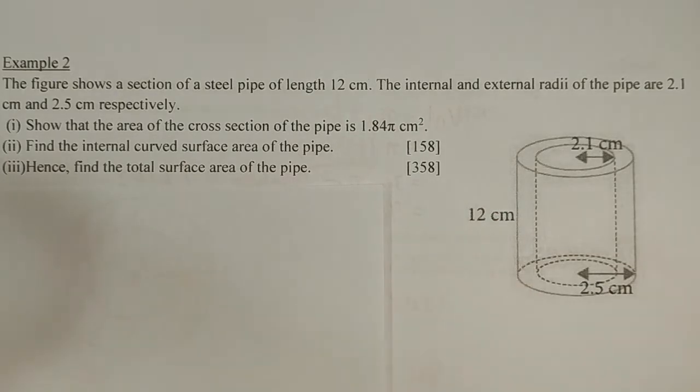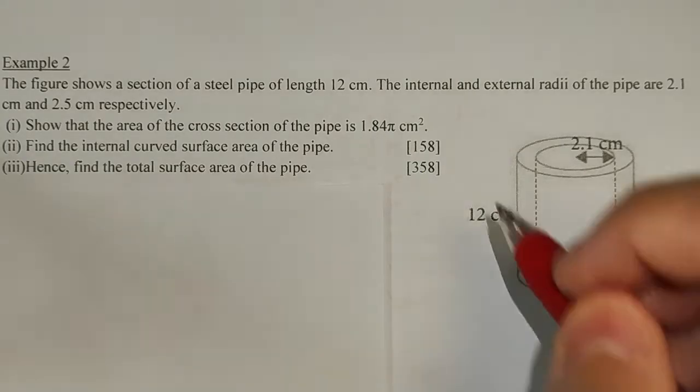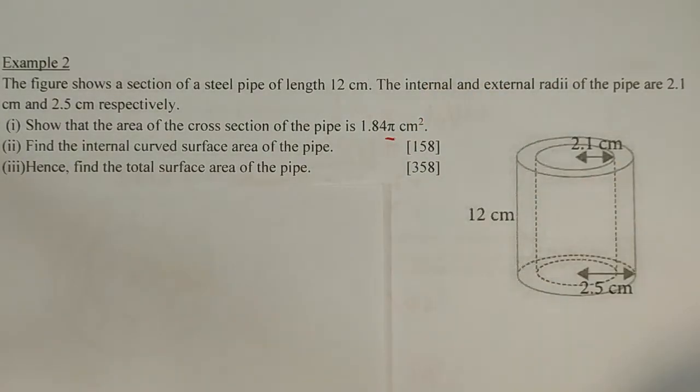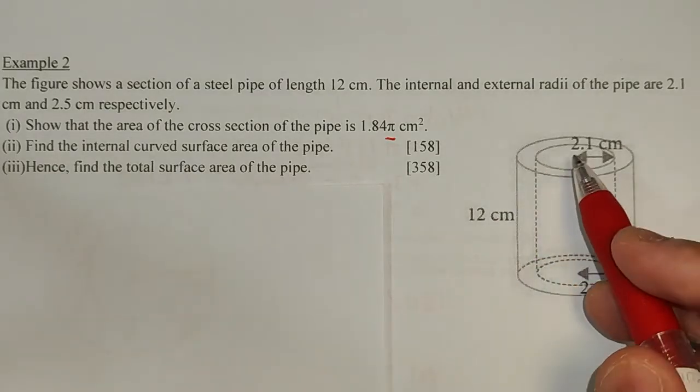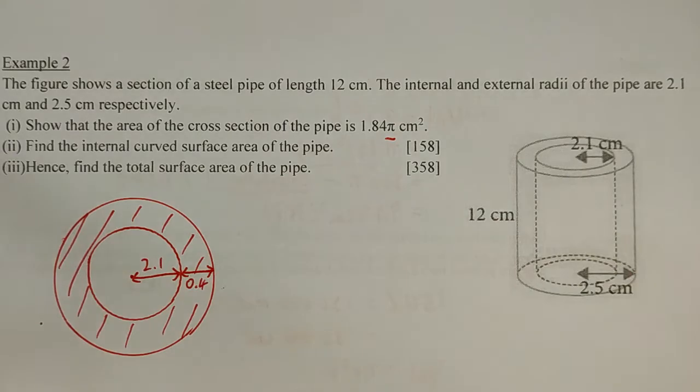Now for part 1, show that the cross-sectional area of the pipe is 1.84 pi. For this question, they want it in terms of pi. So what is the cross-sectional area? Now I have the top view of this. I draw it here. So the top view is this.